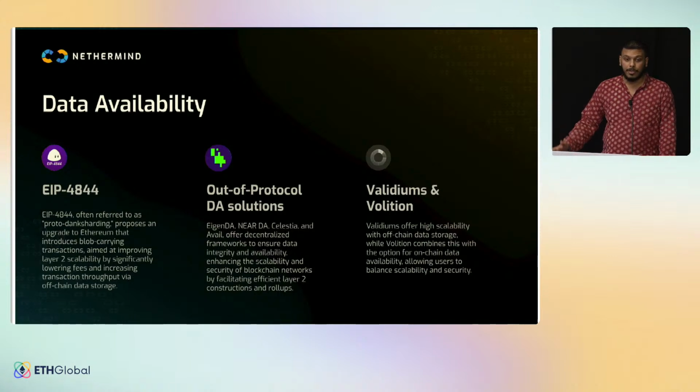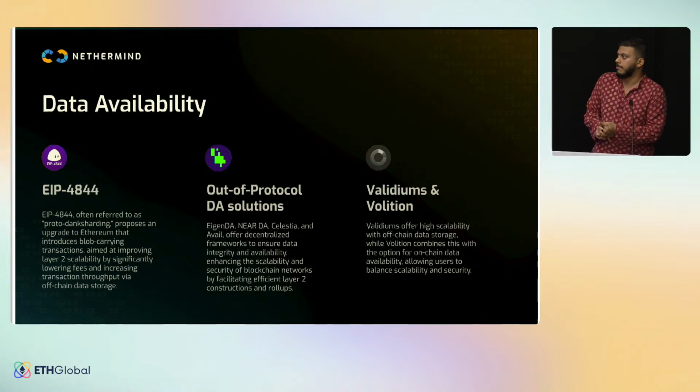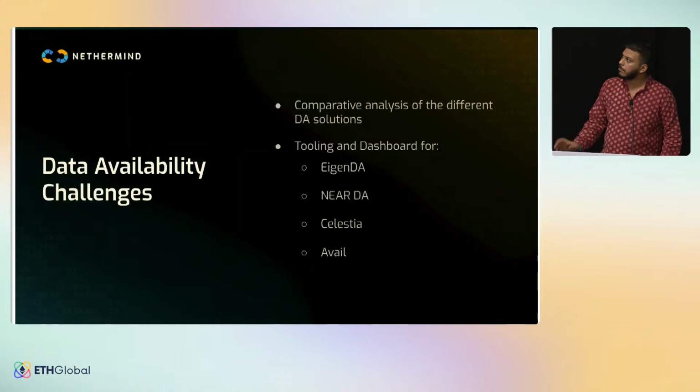There are lots of out-of-protocol DA solutions, EigenDA, NearDA, but there is no concrete analysis of which one is better or what specific properties they offer. If you have an interest in setting some numbers up, like a comparative analysis, or an SDK that lets rollups switch between different DA layers at a given time based on which one is cheap, that would be a great solution in my opinion.